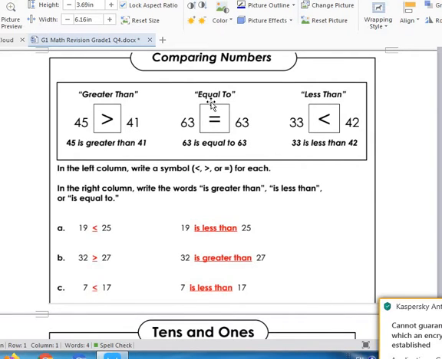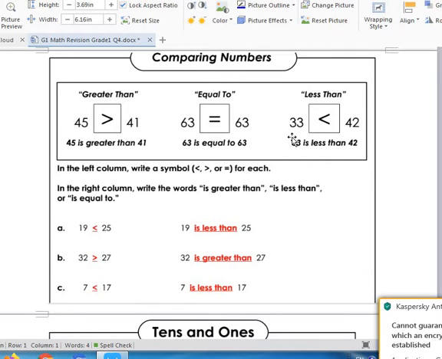Equal to. When you compare two numbers and you find that they are the same, 63 equals 63. 63 is the same as 63. Less than. I have here 33 and 42. I start my sentence with the number 33, comparing the ones and tens.